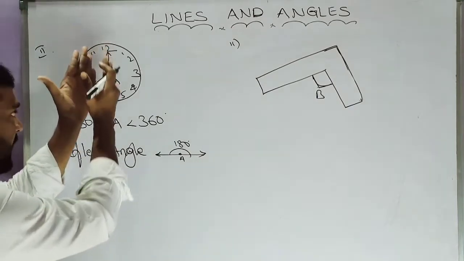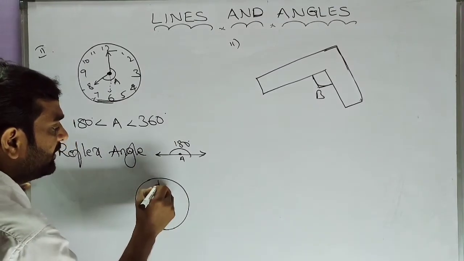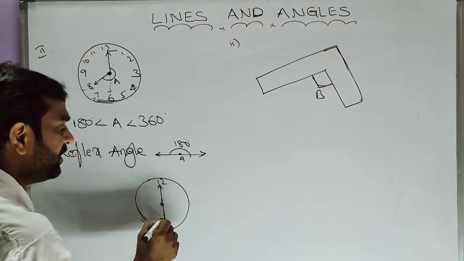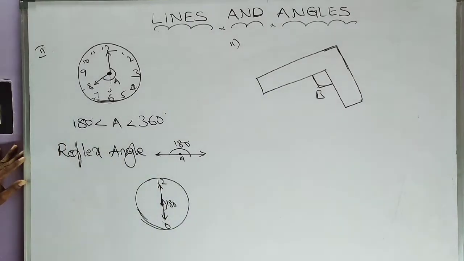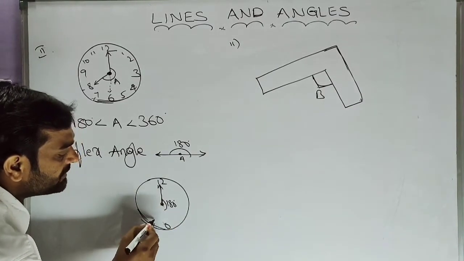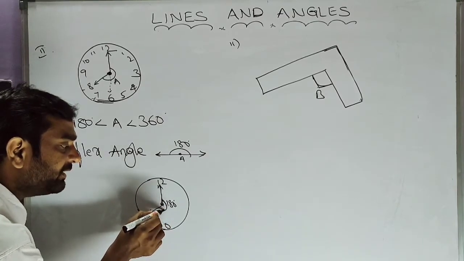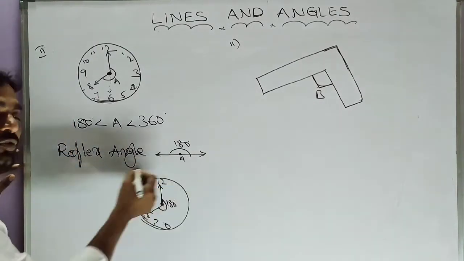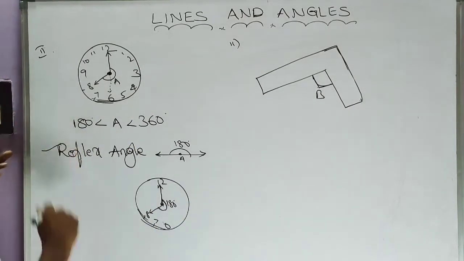Now, at the time of 6 o'clock, for example, if you are given like this, here the 12, here the 6, here we got a straight line. Straight line in the sense, what's the angle here? Straight angle, that is 180 degrees. But here the hand moves another 2 hours, 7 and 8. Up to here is 180. More than 180, and the total angle is 360. More than 180 and less than 360, that is a reflex angle.